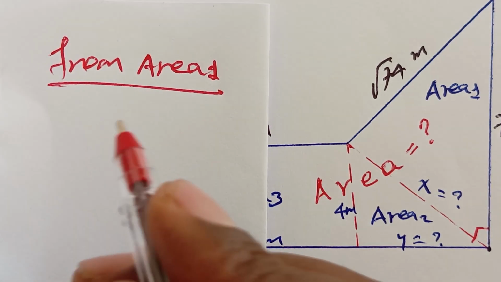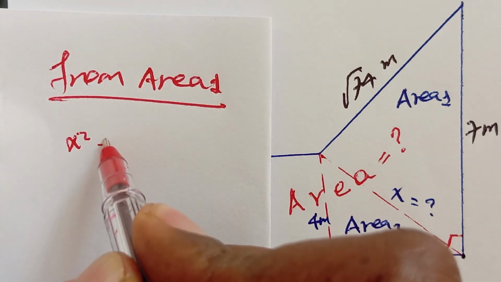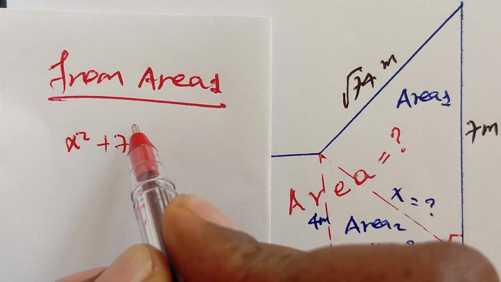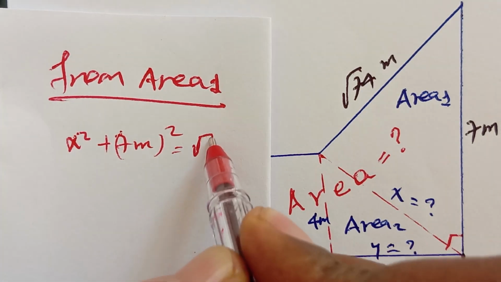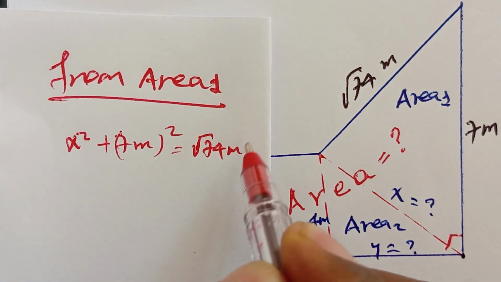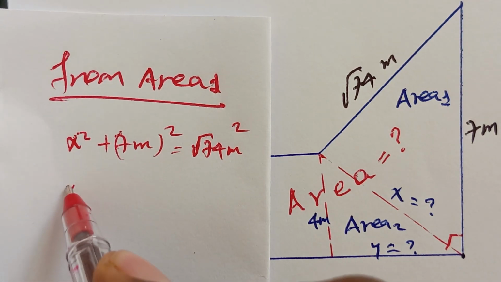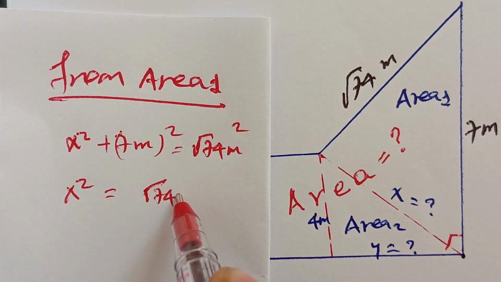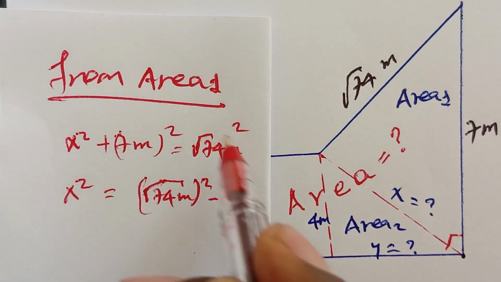So this right angle triangle is x square plus 7 meter square, which is equal to the radical 74 meter square. So this x square is equal to the radical 74 meter square minus 7 meter square.